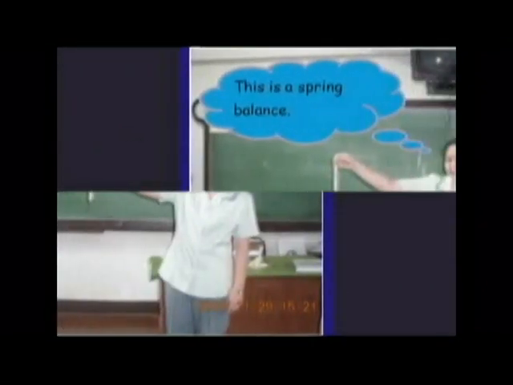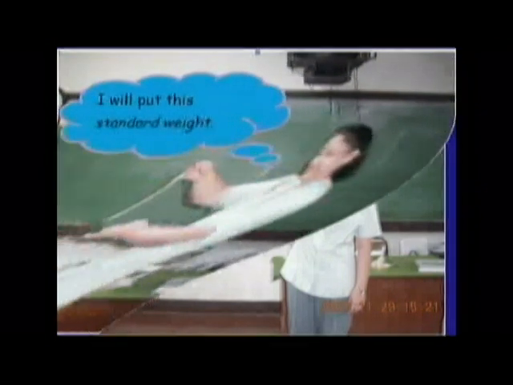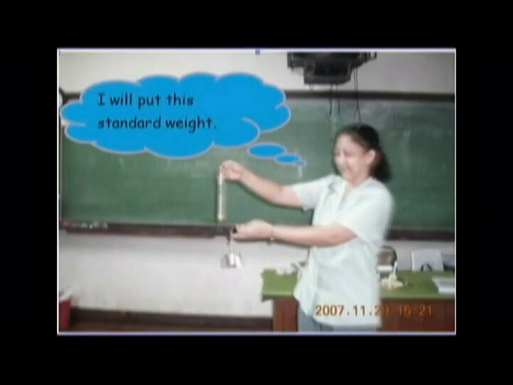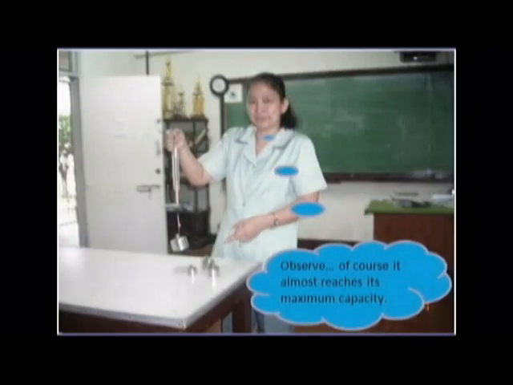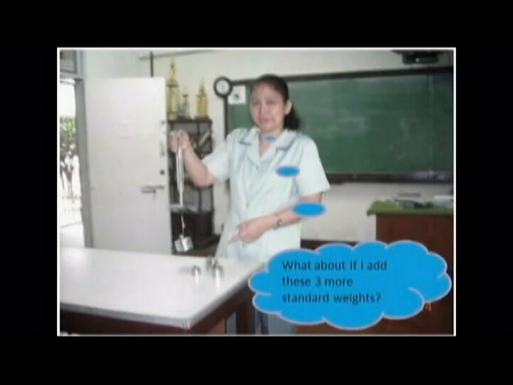Similarly, let us consider the spring balance. If we put the standard weight on the spring balance, we can observe that it almost reaches its maximum capacity. What if we add these 3 more standard weights? What do you think will happen? Of course, the spring balance will be destroyed. Why? Because it exceeds the limiting capacity of the spring balance.